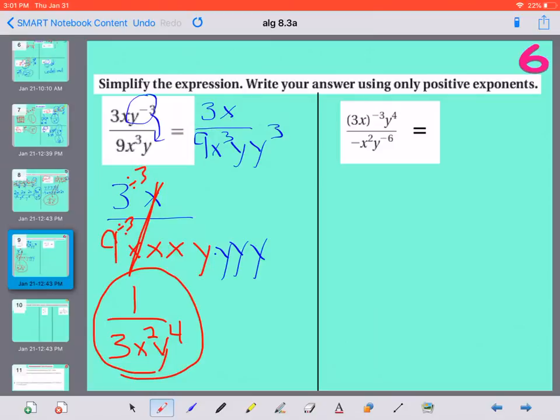Here I see that we have 3x to the negative 3. So what we're going to do is take this whole thing and bring that down to the bottom. So what we would have then is y to the fourth on top. Now be careful, here on the bottom we also have a y to the negative 6. So we're going to take that y to the negative 6 and bring that up. So y to the fourth and y to the sixth.